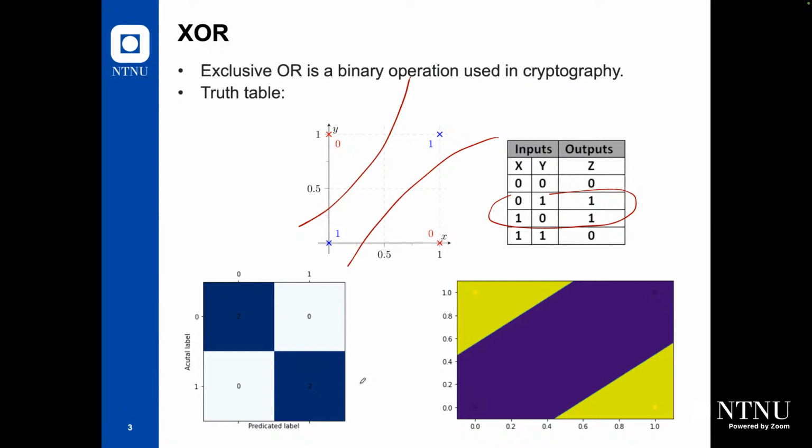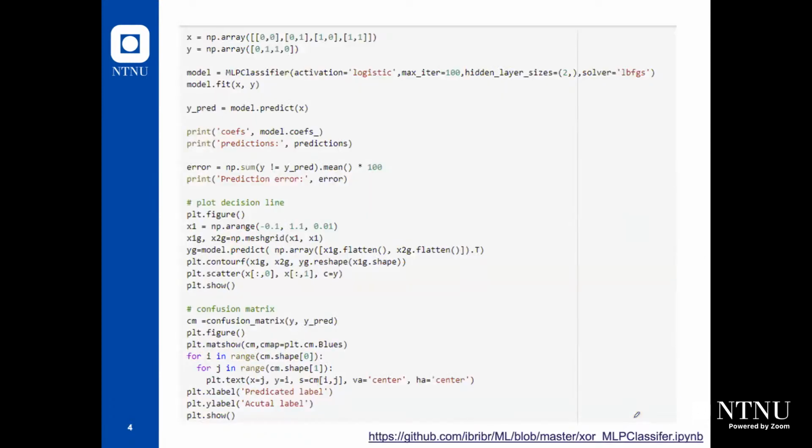If I selected one line like this, the accuracy will be 50%, because maybe this one will be correctly classified, this one wrongly classified, this one wrongly classified, and this one correctly classified. So it's impossible to achieve this using a linear model.